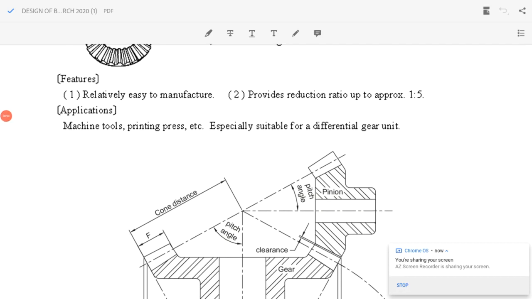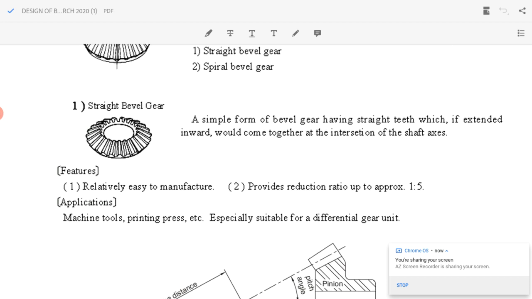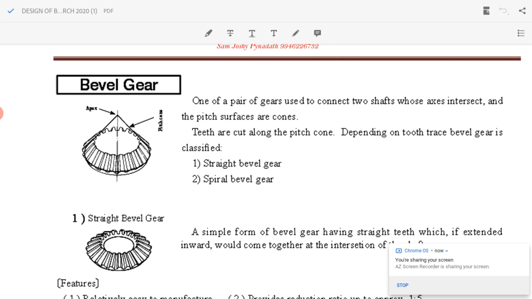So welcome to another session on design of machine elements. Today we'll see design of bevel gears. Bevel gears are used to connect shafts with intersecting axes.